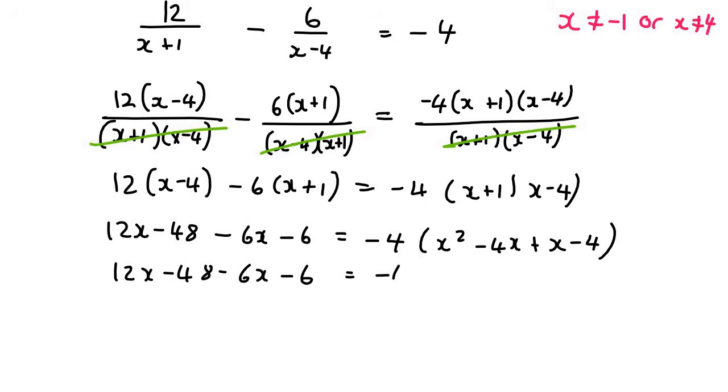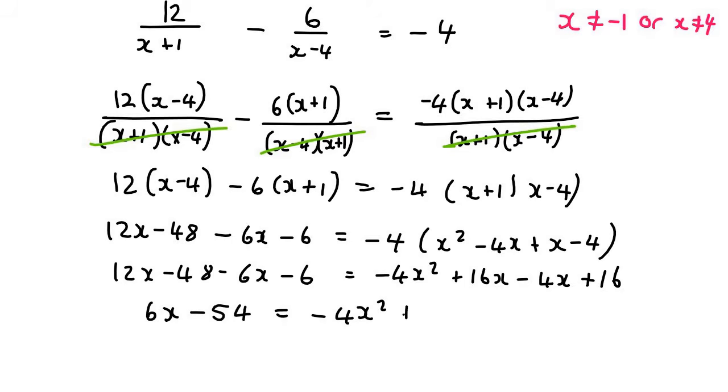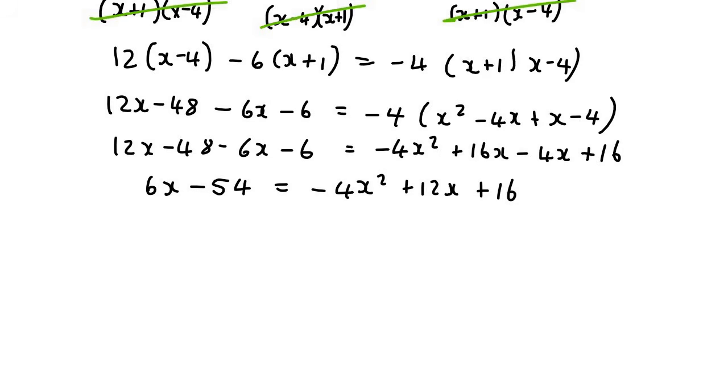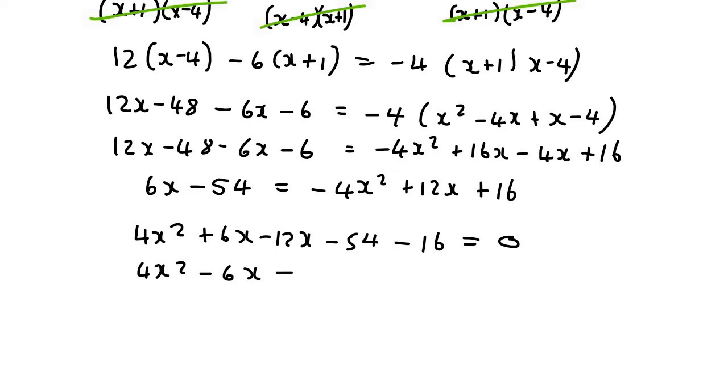So now I'm going to put the minus 4 in, so it's minus 4x squared plus 16x minus 4x plus 16. And so now I can simplify a bit, so it's going to be 6x minus 54 equals minus 4x squared plus 12x plus 16. And so then what happens is, I'm going to bring everything to the left, so we're going to have 4x squared plus 6x minus 12x minus 54 minus 16, and that's going to give us 4x squared minus 6x minus 70.